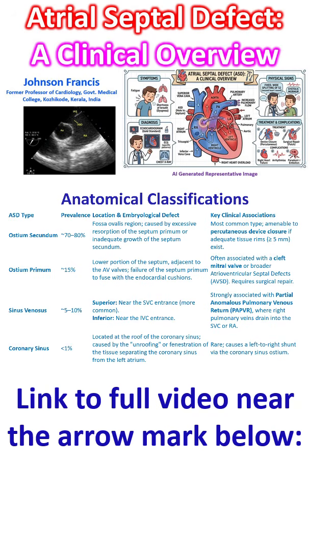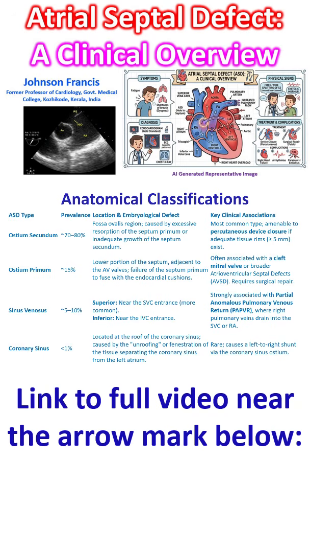Sinus venosus ASD, about 5 to 10%, has a superior variety near the superior vena cava entrance, which is more common, and an inferior variety near the inferior vena cava entrance. It is strongly associated with partial anomalous pulmonary venous return, where right pulmonary veins drain into the superior vena cava or right atrium.